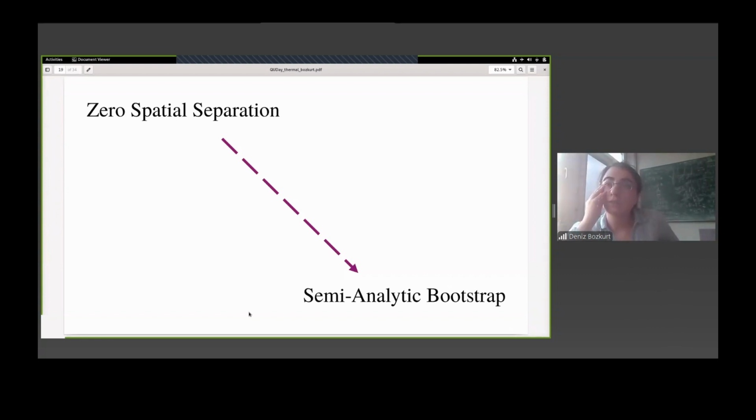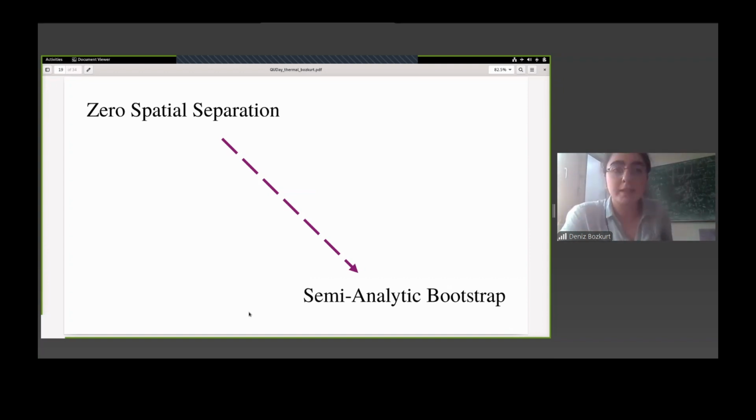Now maybe I can again ask for questions, because now I will shift gears a bit and talk about the semi-analytic version of this complex tau plane. If there are any other questions.